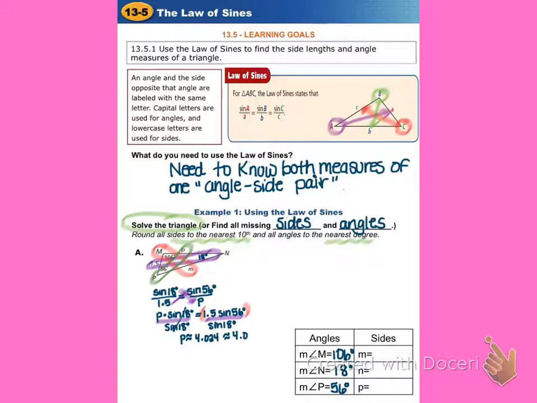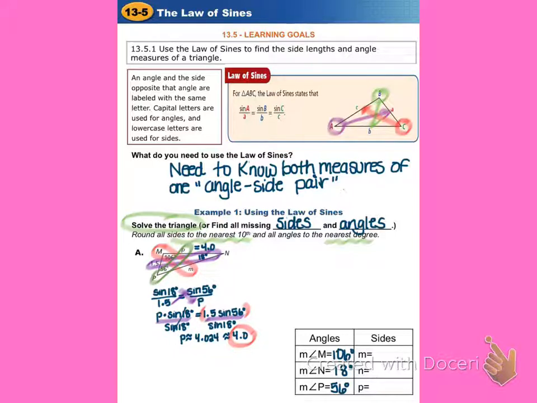So I know that side P is about 4.0. And I want to put the 0.0 there because that reminds me that it's not actually exactly 4. It's not an integer value, but was rounded to the nearest tenth. So that's 4.0.